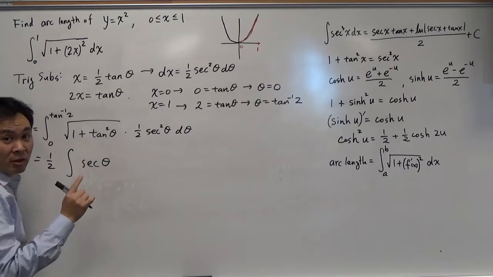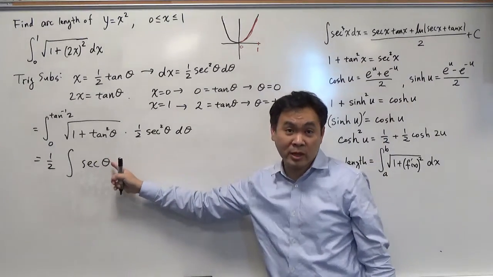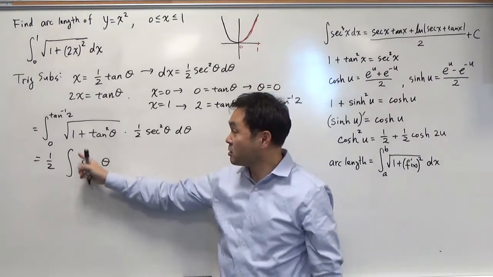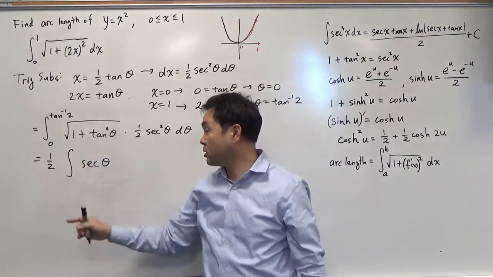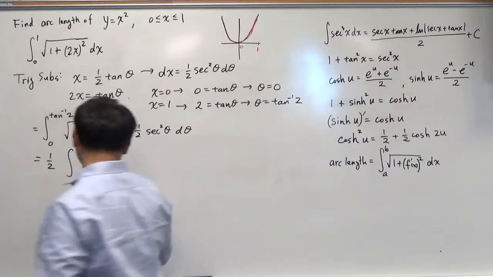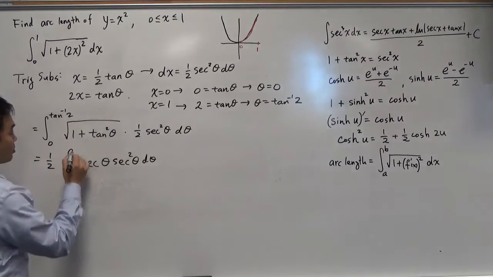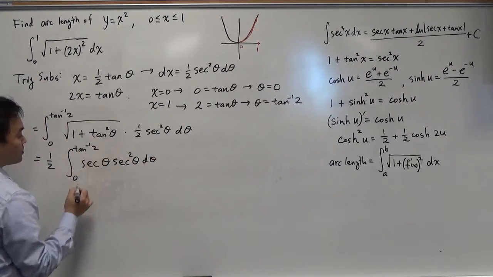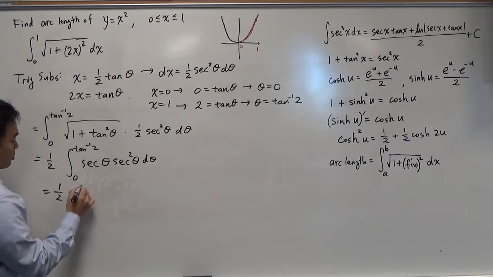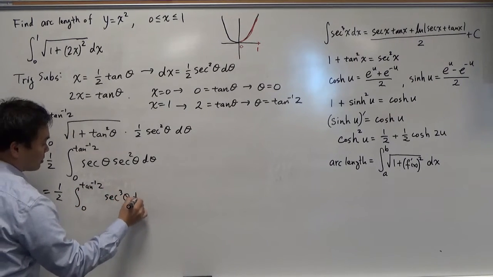You always have to be careful when you take some square outside the square root, because sometimes the thing you took out could be a negative value, and in that case you have to put absolute values. Here, in the interval from 0 to tan inverse of 2, the secant is always positive, so we don't need to put absolute value. So it's just secant of theta times secant squared of theta d theta from 0 to tan inverse of 2, and that becomes the integral from 0 to tan inverse of 2 of secant cubed of theta d theta.